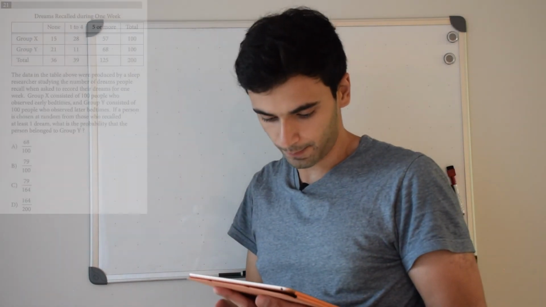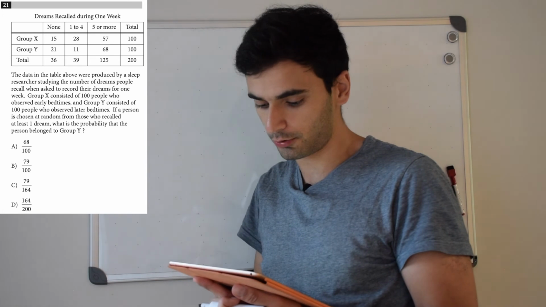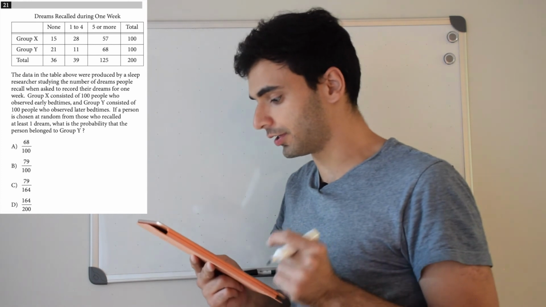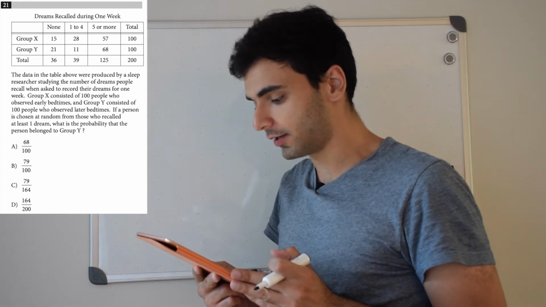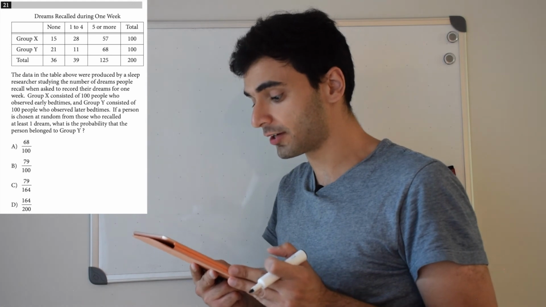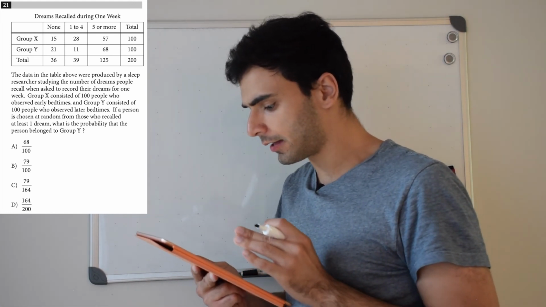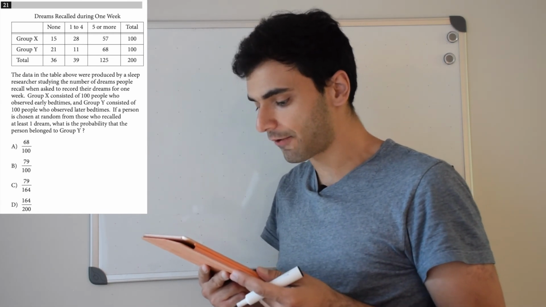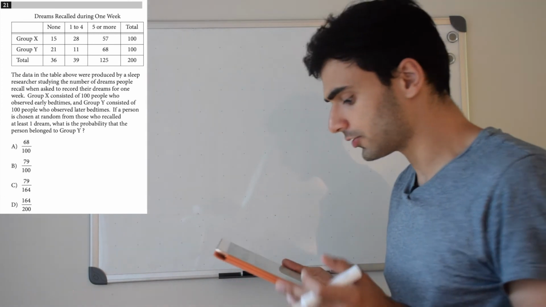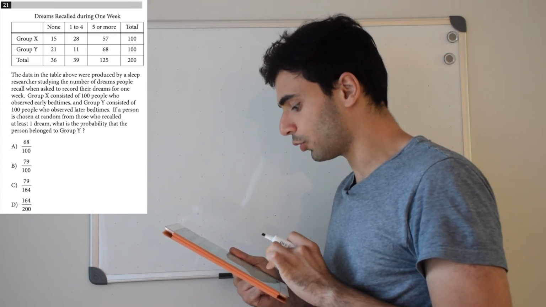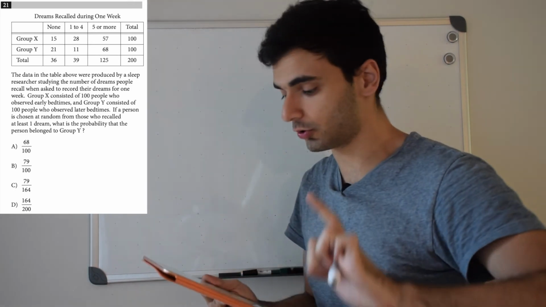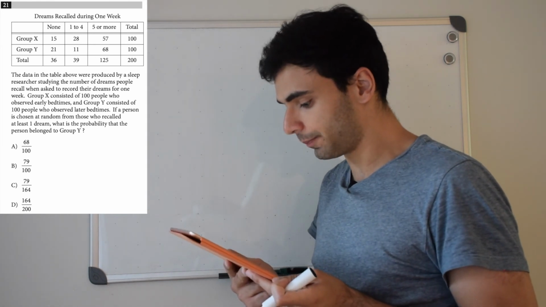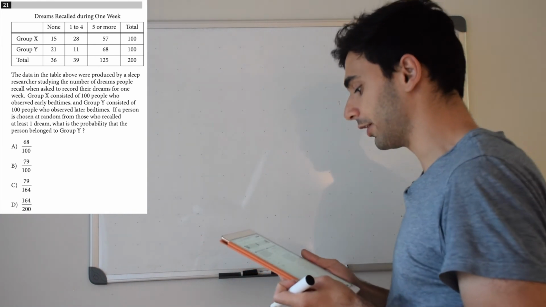Question 21. The data in the table above were produced by a sleep researcher studying the number of dreams people recall when asked to record their dreams for a week. Group X consisted of 100 people who observed early bedtimes, and Group Y consisted of 100 people who observed later bedtimes. If a person is chosen at random from those who recalled at least one dream, so it means one dream or more, what is the probability that the person belonged to Group Y?